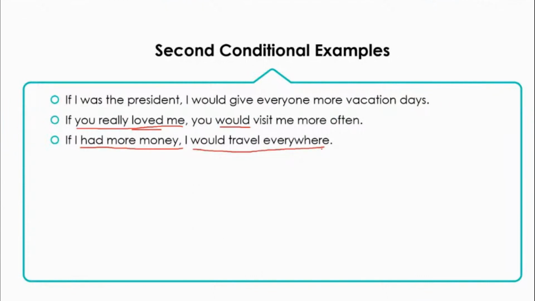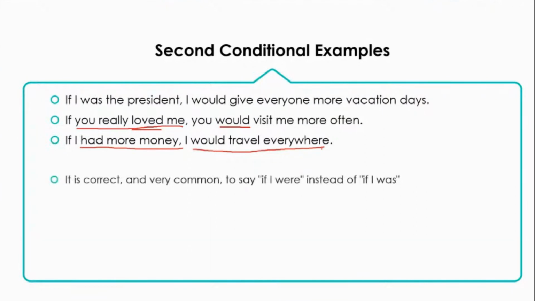I'm sure in an English class sometime in the past, your teacher may have asked you hypothetical questions like this. What would you do if you were president? If I was the president, I would da da da. What would you do if you won the lottery? If I won the lottery, I would da da da da. So this is second conditional, not real, hypothetical.